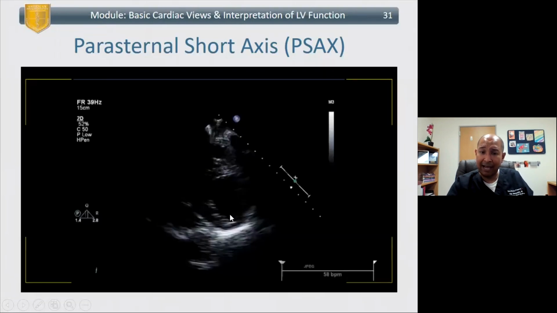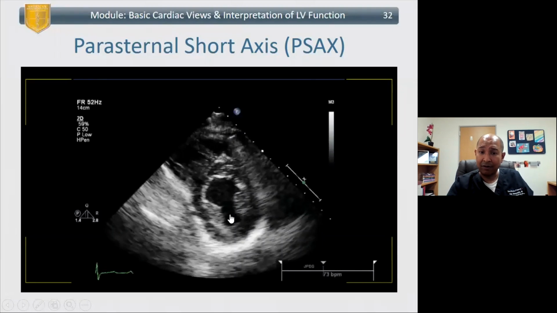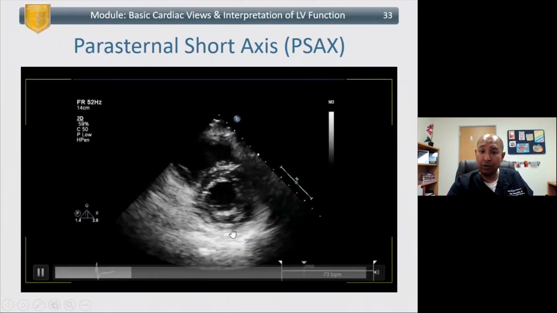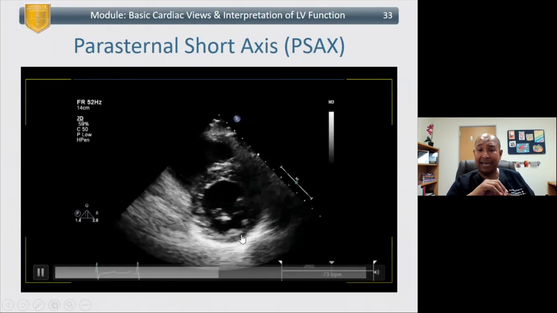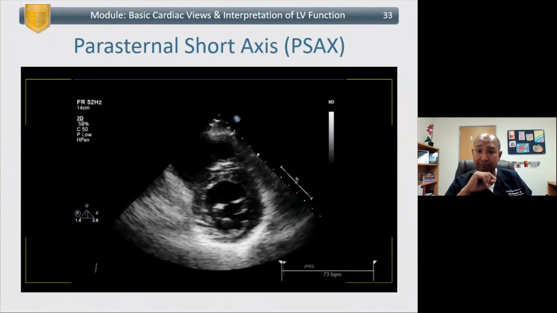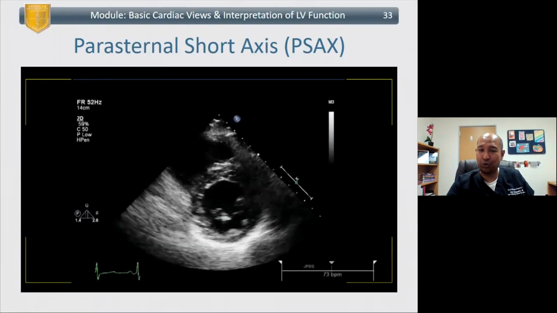And then the last thing I'm going to see is going to be here when I talk about that nice fish mouth view, looking at the mitral valve, looking at the anterior and posterior leaflets, and it literally does look like a fish that's blowing bubbles on me almost. So this is going to be the parasternal short axis view.